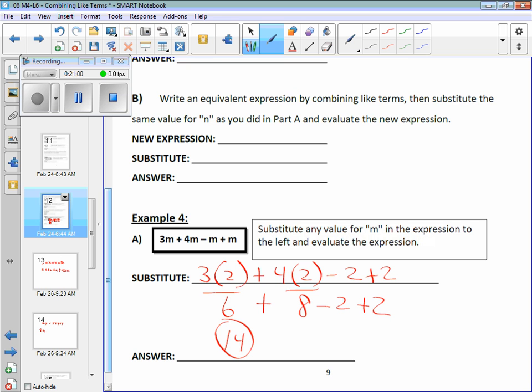Chris? Not yet, because I still have more here. I got 7 up to this point. I have 3 m's. I'm adding 4 m's. I've got 7, but I'm not done yet. What do I got to do?